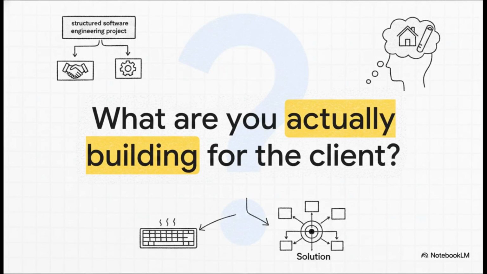And finally, I'm going to leave you with a thought to carry into your very first real-world assignment. If you sit down to code, but you don't truly understand the client's business problem, what are you actually building? Are you building a solution or are you just typing? Think about that and always keep the client at the center of your architecture.